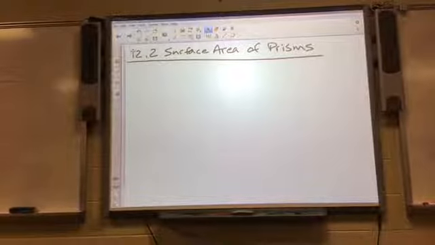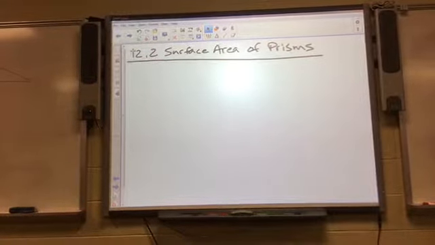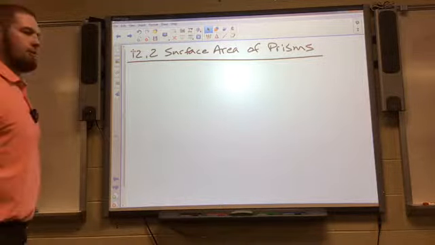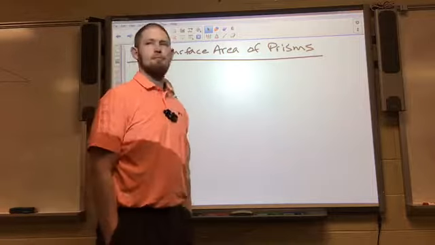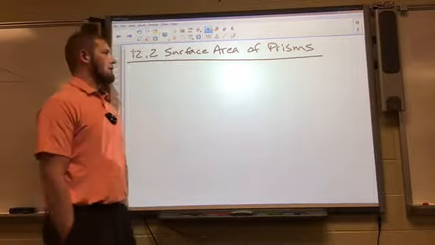Okay, first of all, a prism is a polyhedron with two congruent faces called bases. Only two. Okay, good question. Only two. What is a polyhedron? It's made up of polygons. Okay, each side is a polygon.